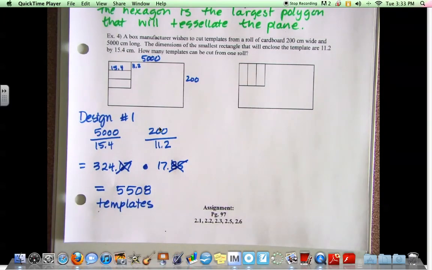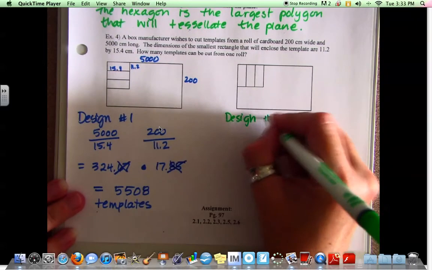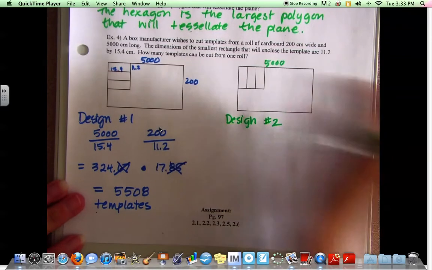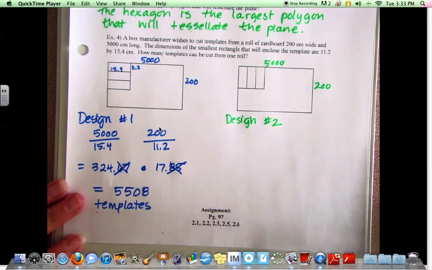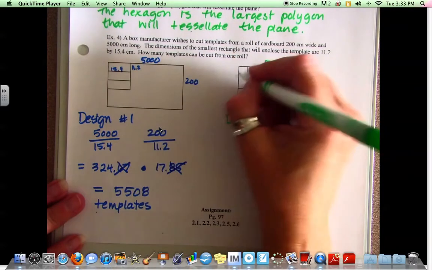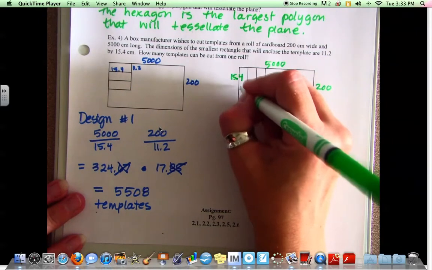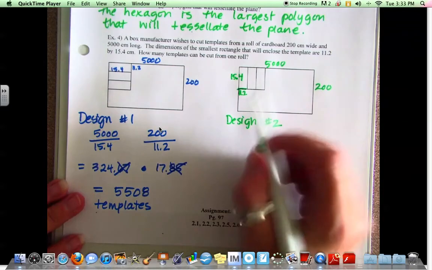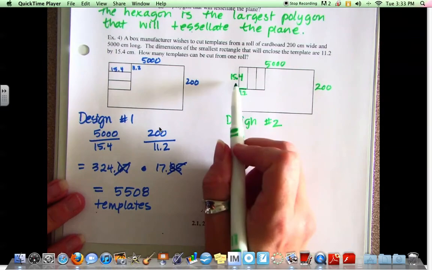So let's see if we can get more cut out on the second design. So design number 2. It's still 5,000 long this way and 200 wide this way. But we've flipped them perpendicularly. So it's 15.4 long this way and 11.2 across the width this way. So this time we have to see how many times 11.2 goes into 5,000 and how many times 15.4 goes into 200.